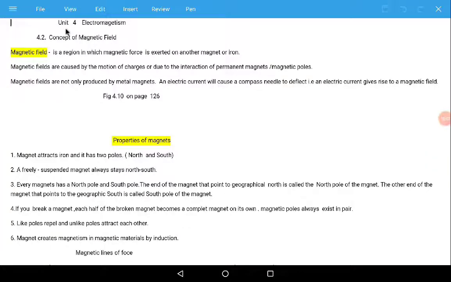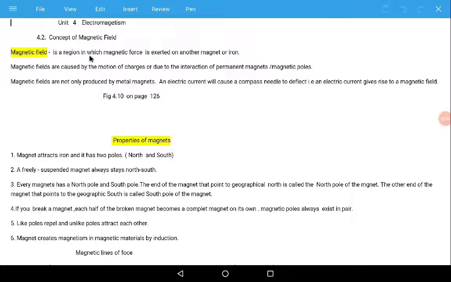Hello student, now let us start unit 4, electromagnetism, 4.2 concept of magnetic field. Now what is magnetic field? Magnetic field is a region in which magnetic force is exerted on another magnet. So magnetic field is the region or space between the magnet force.